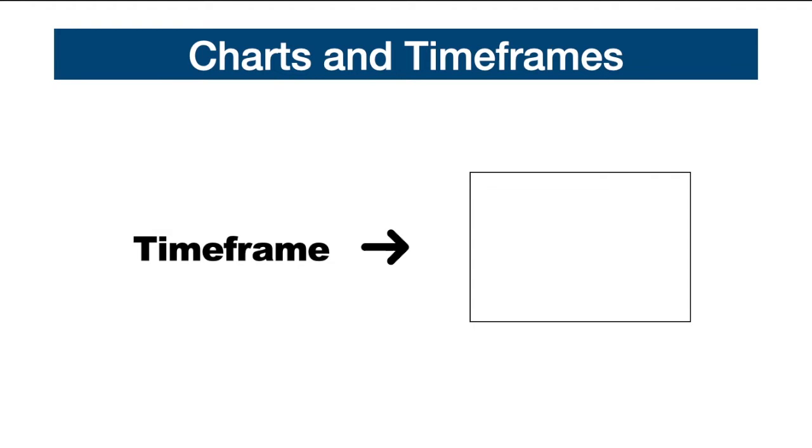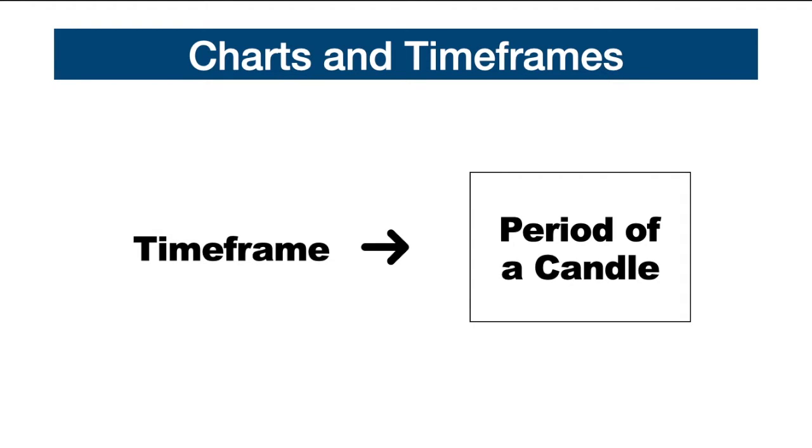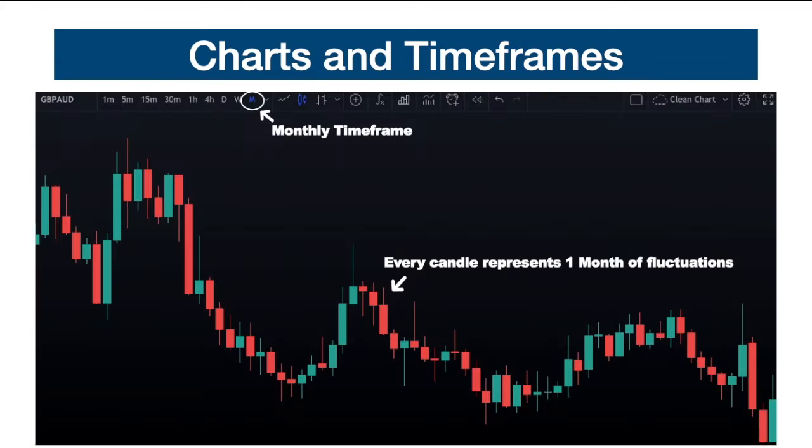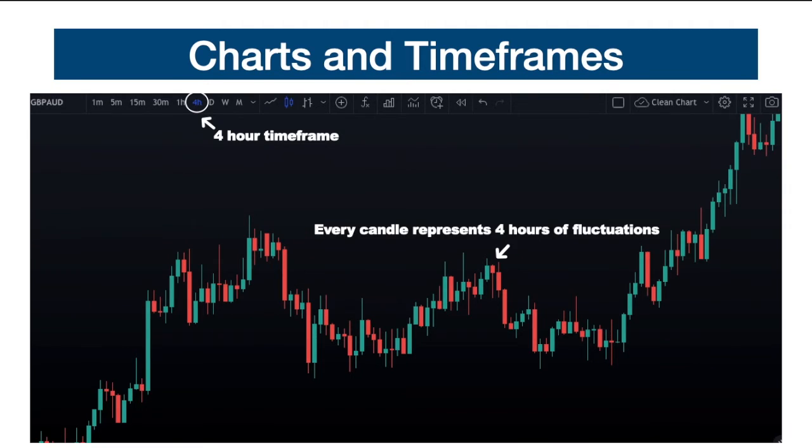The timeframe represents the period of a given candle. The main timeframes are the monthly, weekly, daily, 4 hours, 1 hour, 30 minutes, 15 minutes, 5 minutes and 1 minute. The choice of the timeframe relies mainly on your trading strategy. The candle, therefore, represents the movement of the price in a specific time interval. In the monthly timeframe, each candle represents a month of fluctuations. Over the 4-hour timeframe, each candle represents 4 hours of fluctuations and so on.